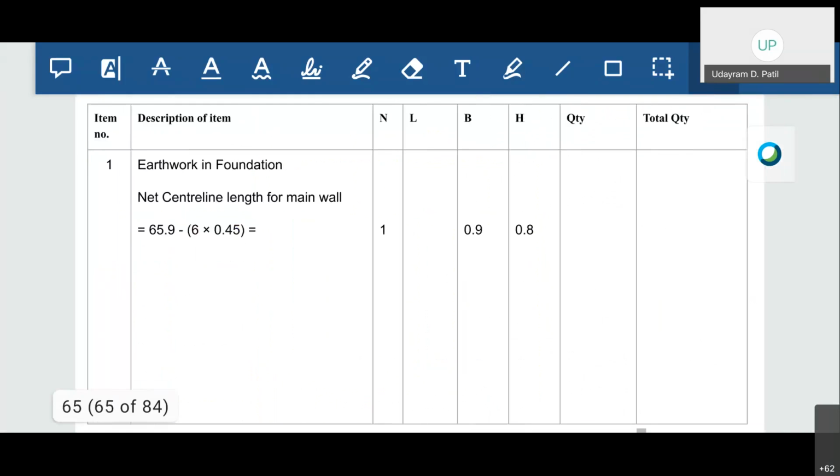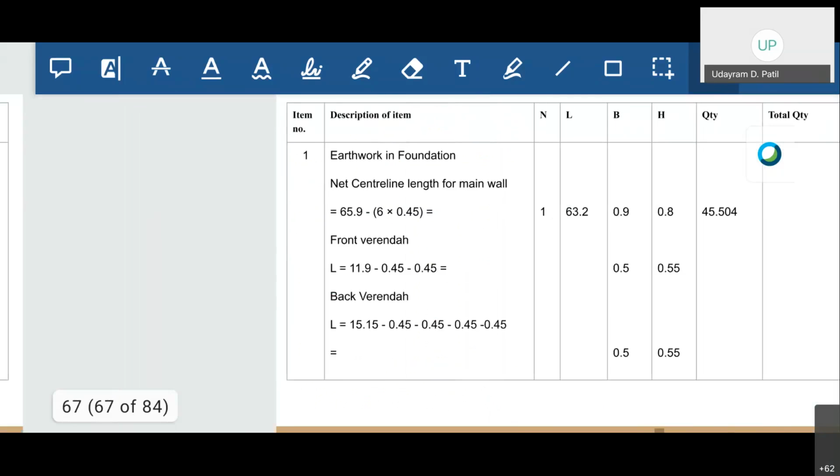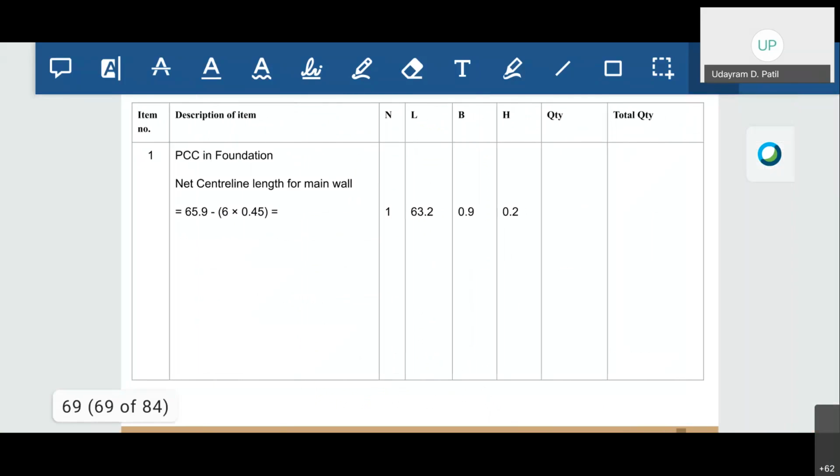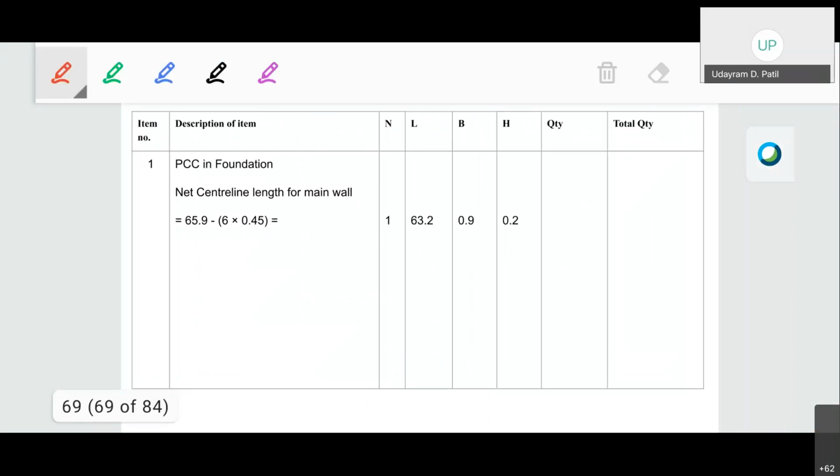Now calculating the quantity for the PCC in foundation. Now again, for the main wall, the PCC in foundation will be same. Okay, for the main wall, the net center line length of the wall will be same, because whatever the width of the wall is will be the same. Okay, there are no changes in the calculation for the main wall. Only when you calculate the secondary wall do you have to pay attention to the calculation.